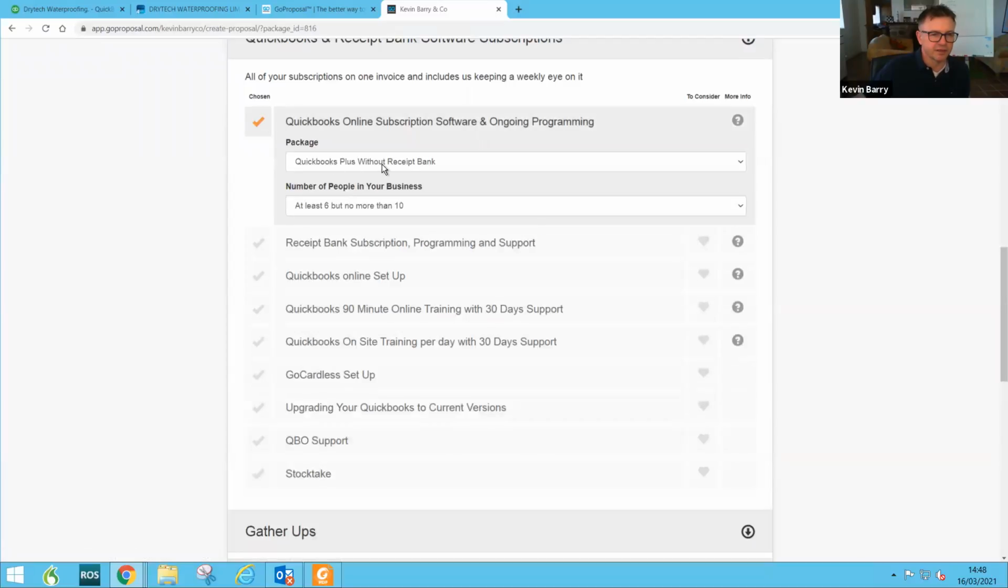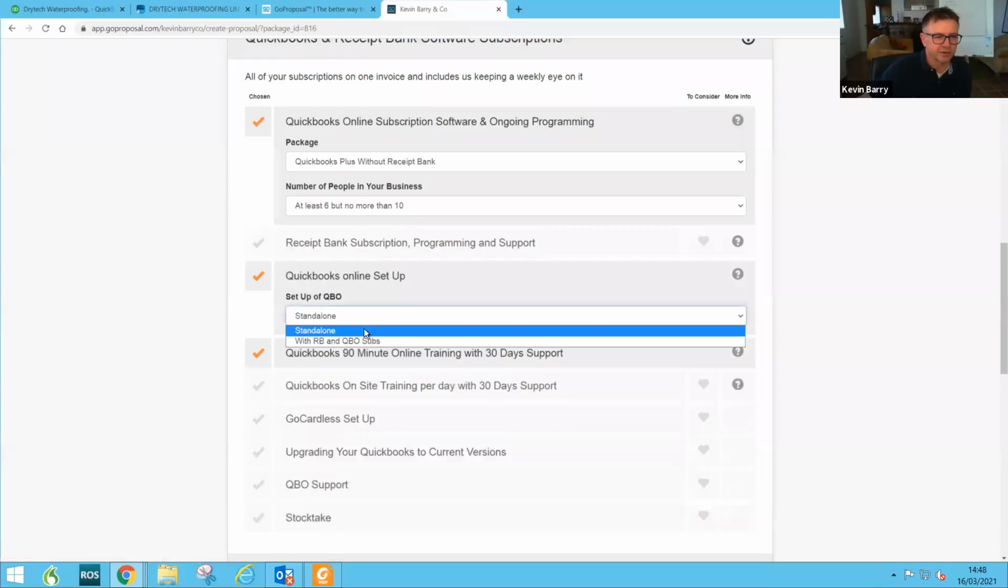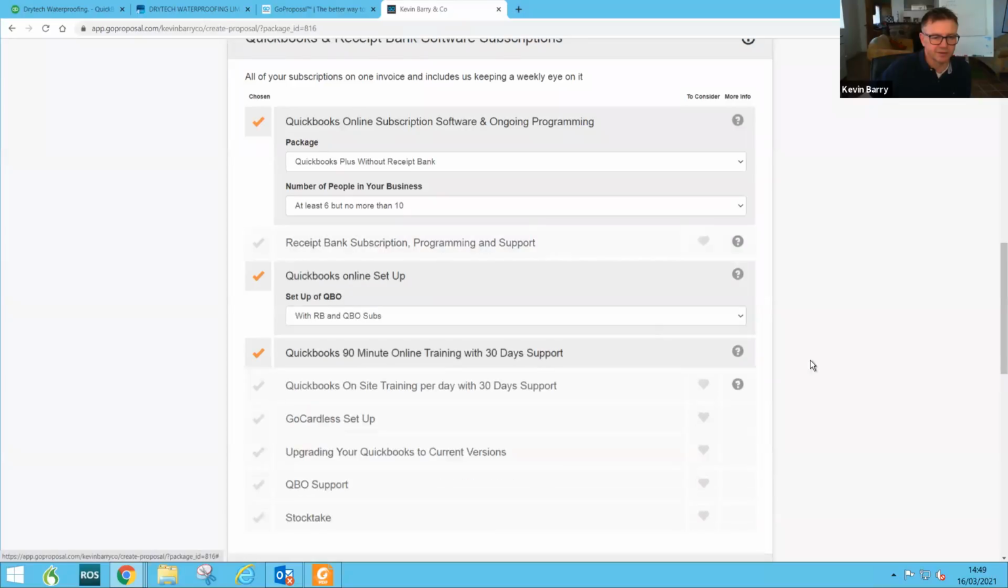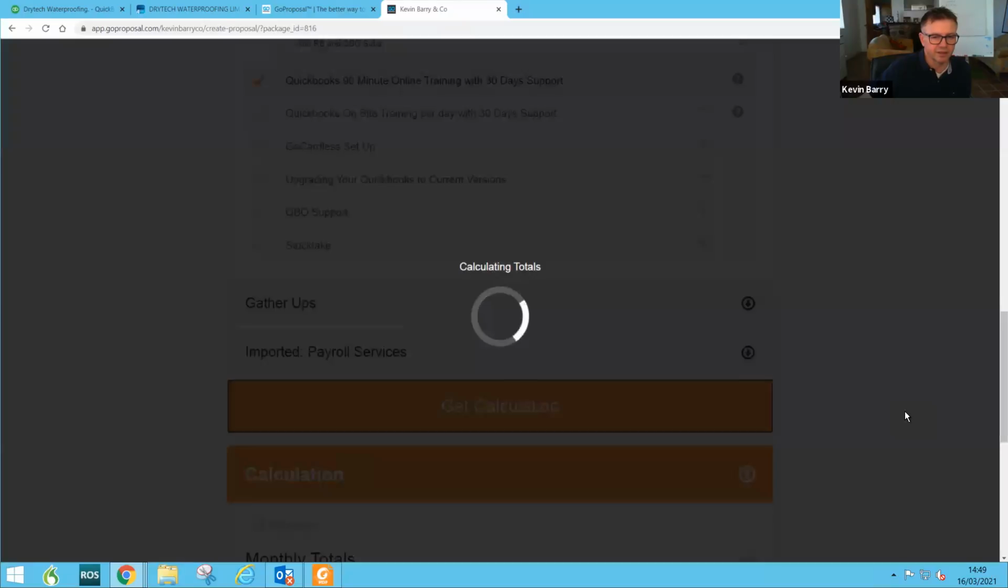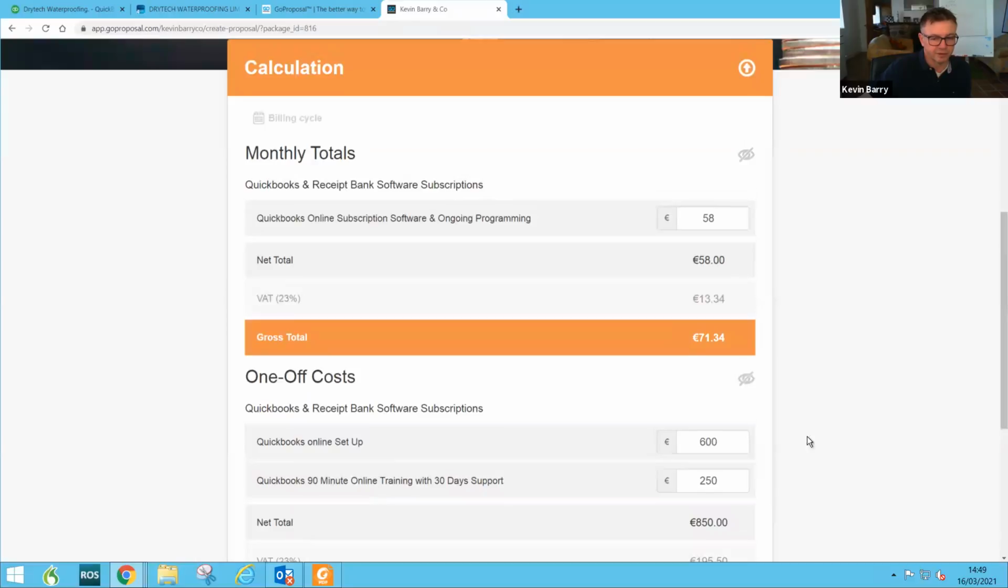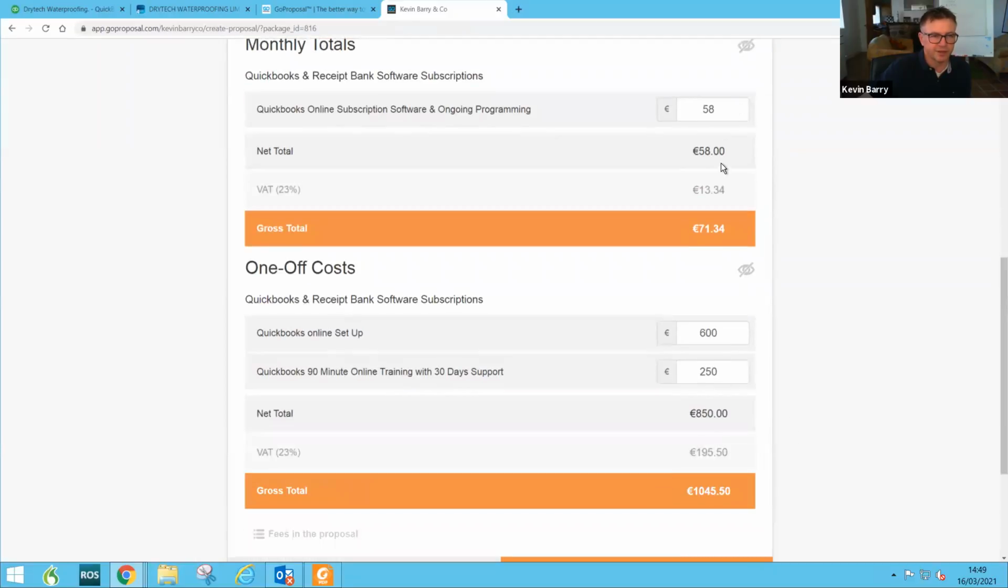QuickBooks Online without Receipt Bank. Receipt Bank is now called Dext, and it's a great way to hoover in all your bills to make sure you claim the VAT. I'll talk about that separately, but the online training and the setup with subscriptions. So that's really the quote I'm saying, 850 plus VAT and 58 quid a month.